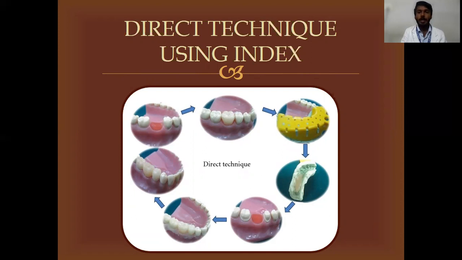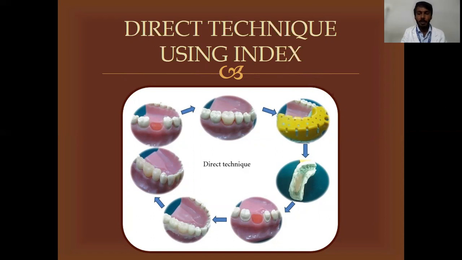Then coming on to the direct technique using an index. As you can see in the figure, consider it to be an oral cavity. When a tooth is missing, in that area we will be placing an artificial tooth. We will be securing it with the help of composite to maintain its position. We will take the putty index and keep it aside. Then we will do the tooth preparation. After doing the tooth preparation, we will place the putty index back in the prepared tooth area. We will apply some pressure. We'll remove the putty index.